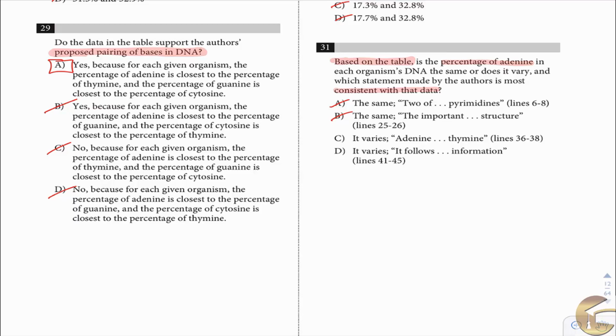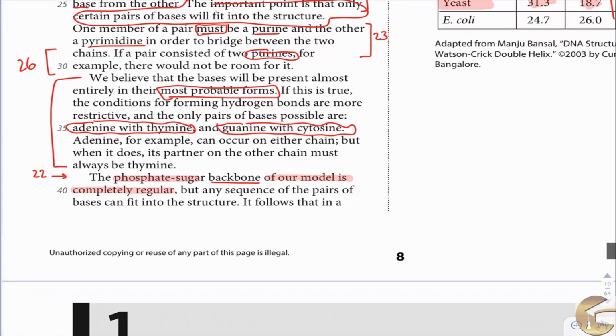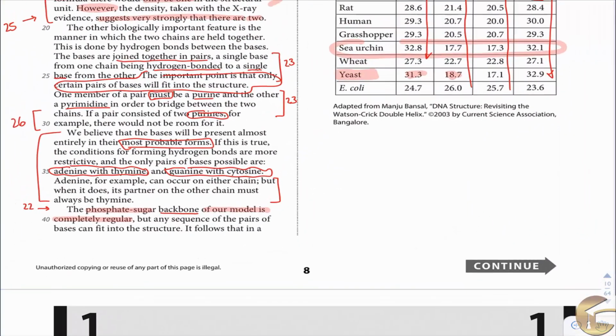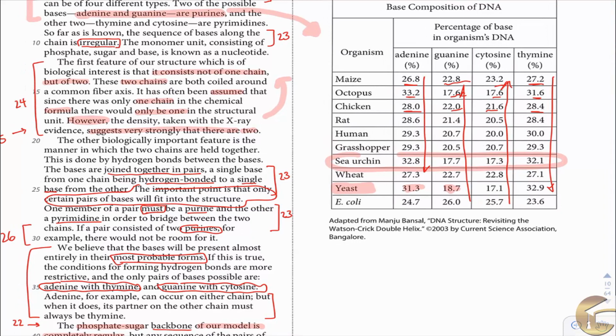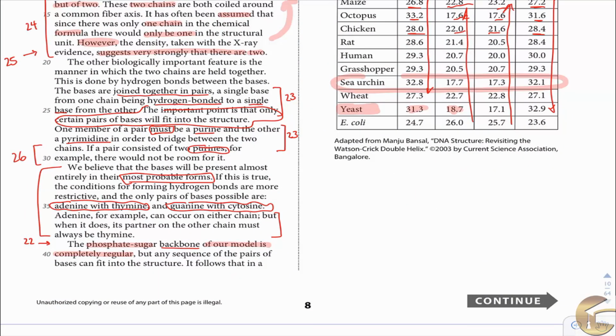So we're going to look at lines 36 and 38. Again, this is for 31, so starting with 36 through 38. Right in here it says adenine, for example, can occur in either chain, but when it does, its partner in the other chain must always be thymine. So here we look at adenine and thymine. They're trying to say that these are always going to be paired together, which is somewhat true, but again, we want to really focus on the statement where each organism's DNA varies. And that's really not answering that question. So that's why I wouldn't pick that as my answer. It's not focusing on it varying.